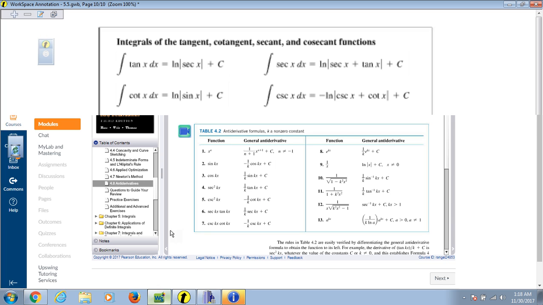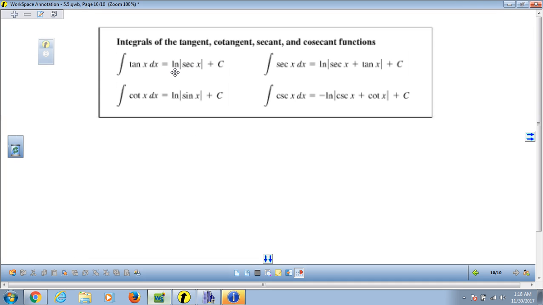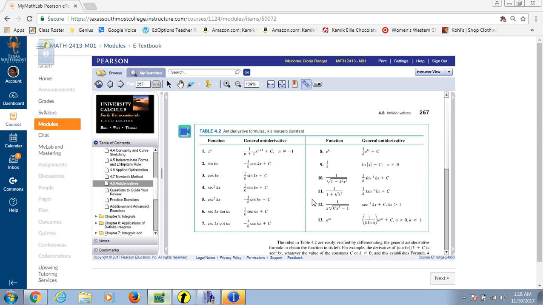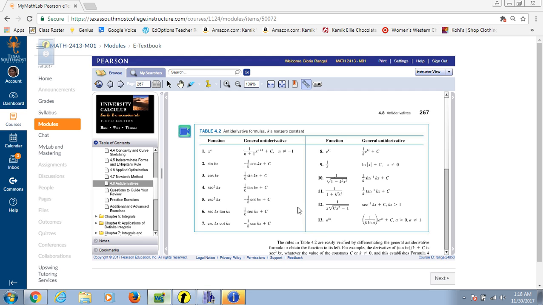The problem with this one, tangent of x: do you see on the function column, whether 1 through 7 or 8 through 13, tangent of x somewhere? Not really. So tangent of x, what's the only way to integrate it? This. You integrate it by changing this into natural log of the absolute value of secant of x plus c. If you want to do the integration of cotangent x, you're not going to find it here. Cotangent, not here either. Secant x or cosecant x, not here either in the first column.